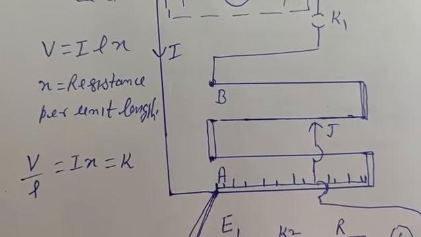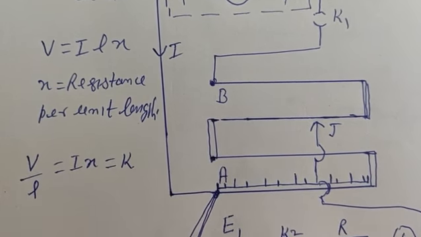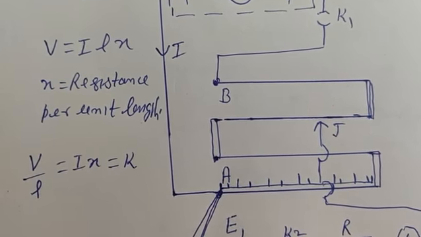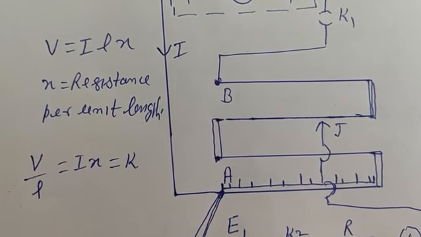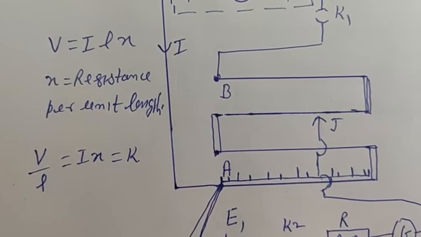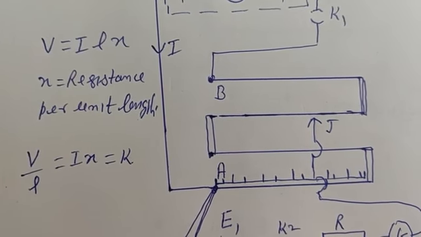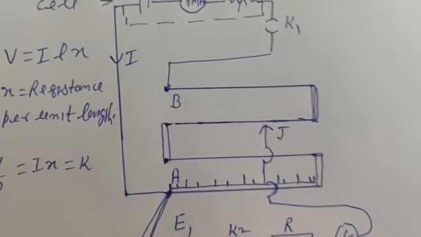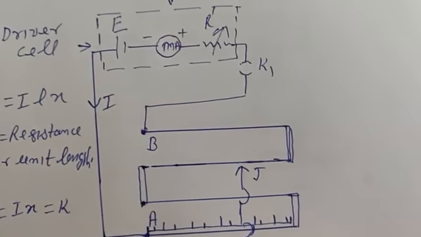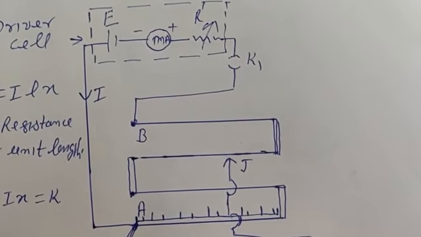And in the beginning I told you we generally use a potentiometer having 10 wires. So 10 wires means more length. More length means it will be more accurate. So generally we use a potentiometer having more length. Now we want to compare the EMF of 2 cells using this potentiometer.